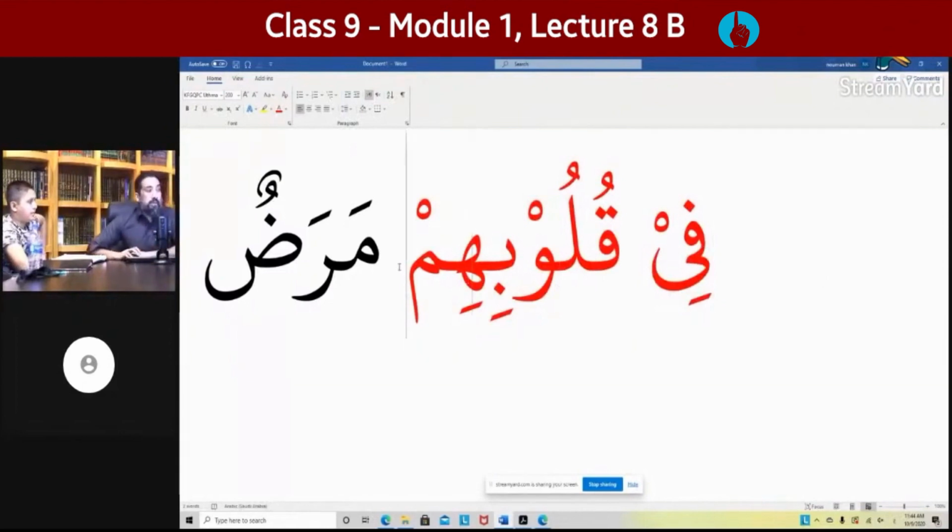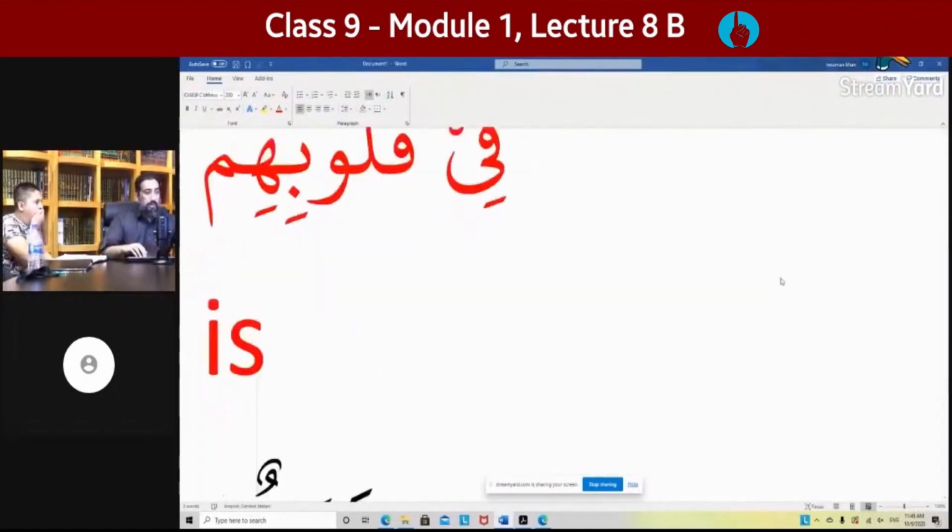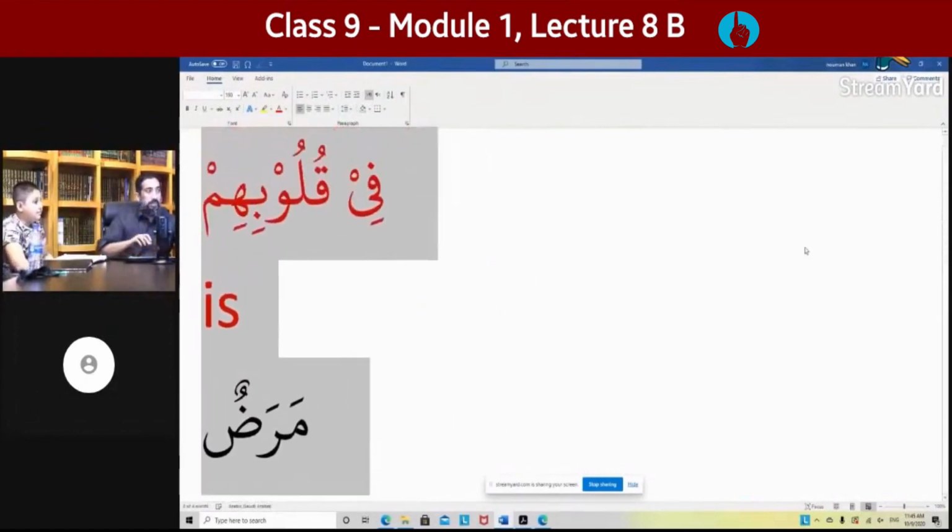Now look at the word maradun. I'm trying to see if maradun is connected to anything that came before it. Is it part of the jar majrur? No, it's not, because maradun is rafa. Is it a mudaf ilayh? No, because it's rafa. It's not an adjective. It's nothing. There's no connection. So even if I don't know what it means yet, I know that fi qulubihim is maradun. There's an is in between.